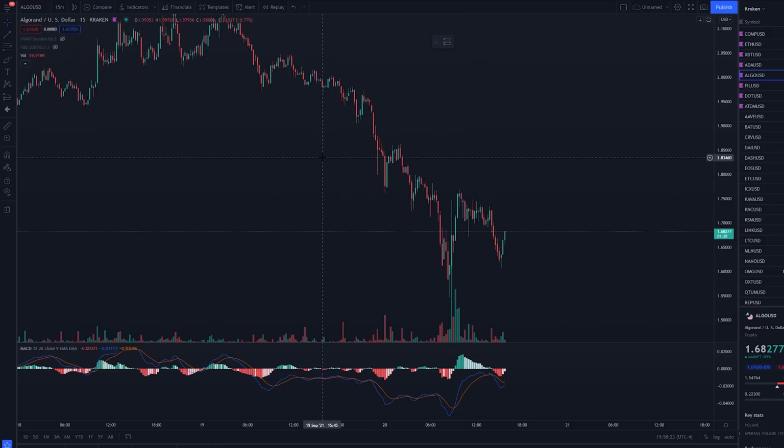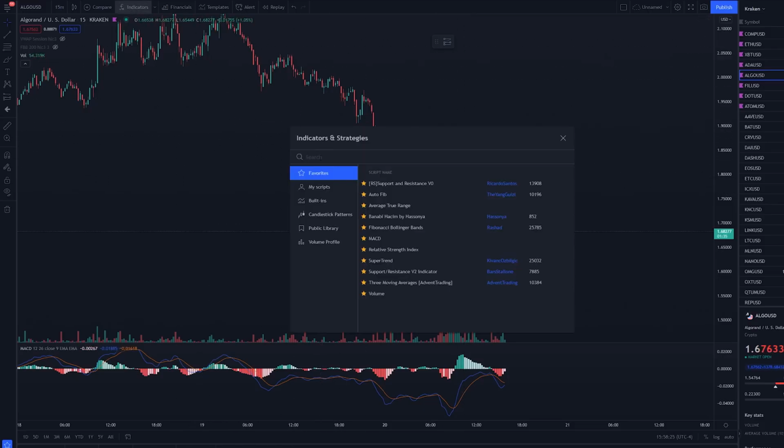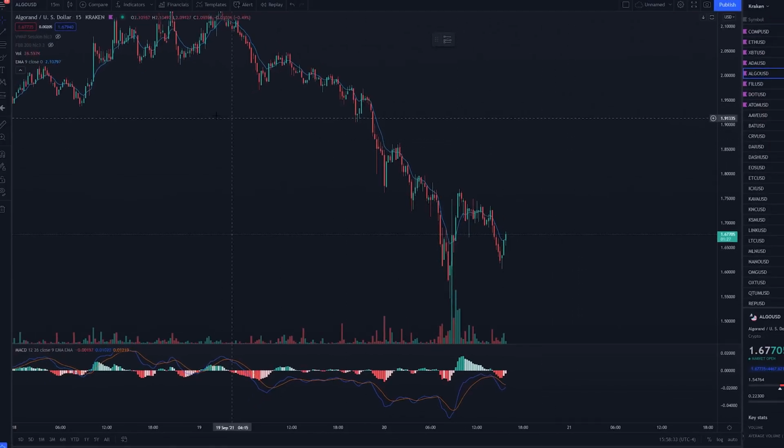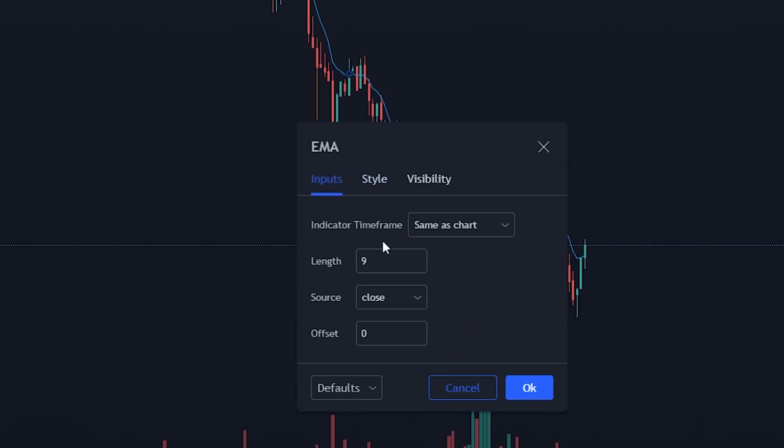To do this, you're going to go to the Indicators tab on TradingView and type in EMA, which stands for Exponential Moving Average or Moving Average Exponential. Click the top one. Then you're going to go here, click the settings of the EMA, and you're going to go to Inputs and change the length to 200, which is going to make it a 200 exponential moving average.